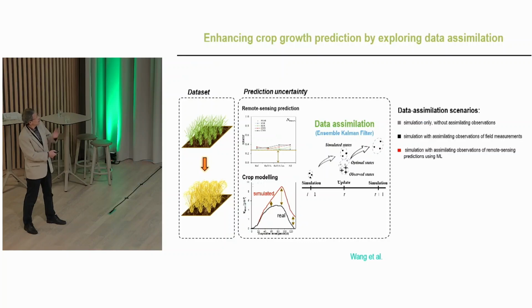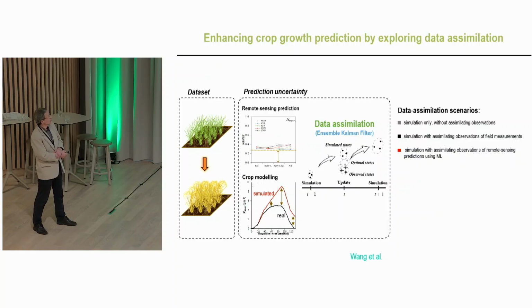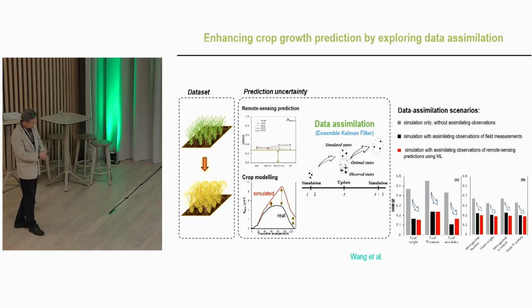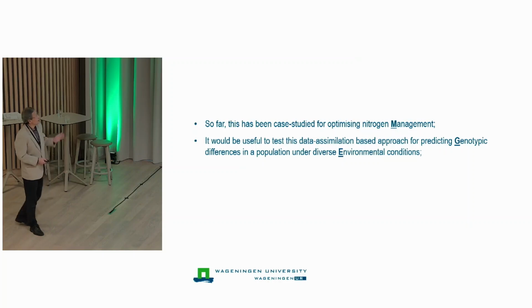And Dr. Wang considered two data assimilation scenarios. One is using the observations from field measurement. The other is using observations from remote sensing predictions. And this was compared with the baseline simulation without the data assimilation technique. And you can see the prediction uncertainty was considerably reduced. So far, this has been done for the M element.